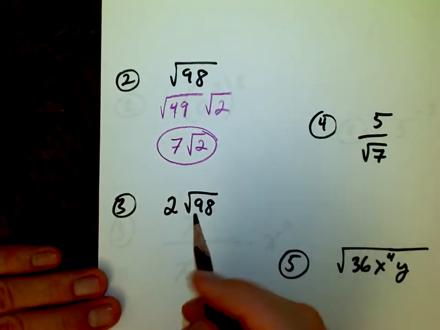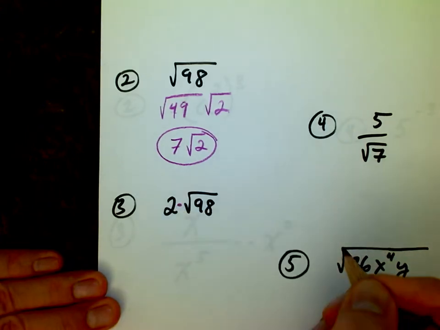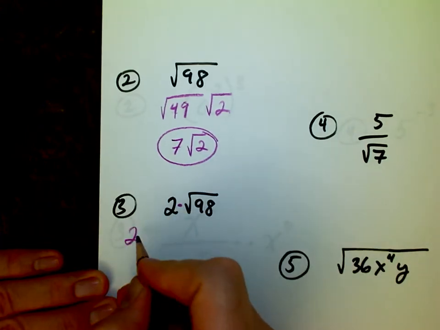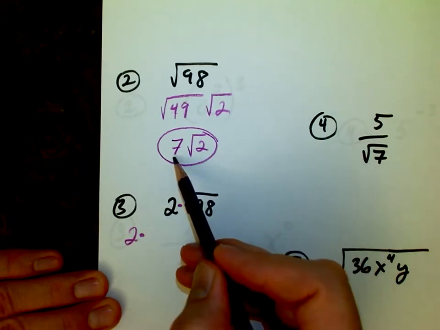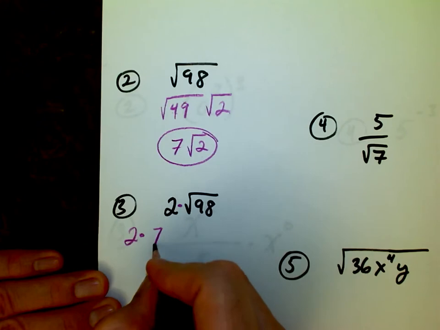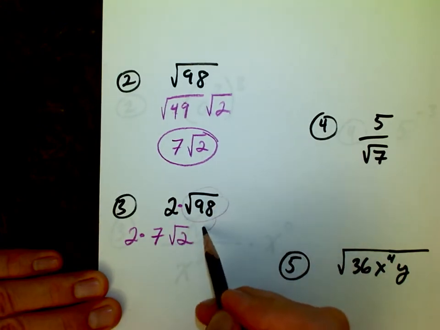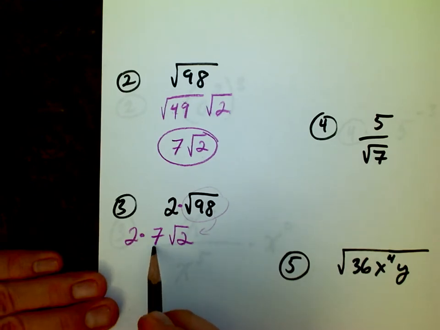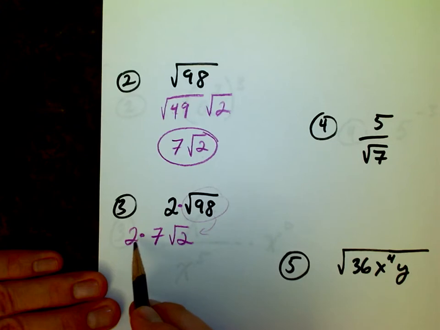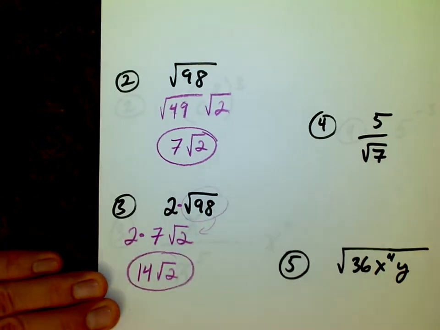What about this one? You've got the square root of 98 and this 2 in the front. That 2 in the front means multiply. So we're going to hold on to that for a little bit. The square root of 98, as we saw in the previous example, is 7 square root 2. That's this part. Now you can multiply these outside numbers, these coefficients. 2 times 7, that's 14 times the square root of 2.